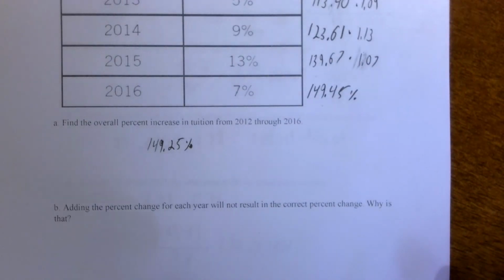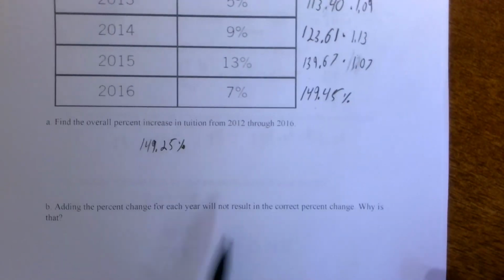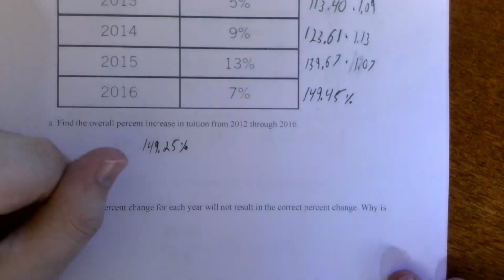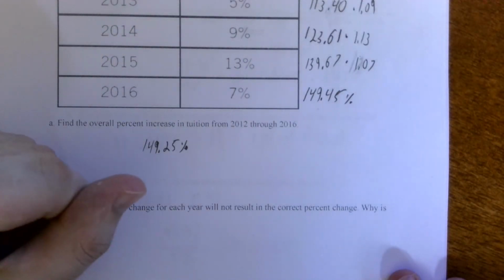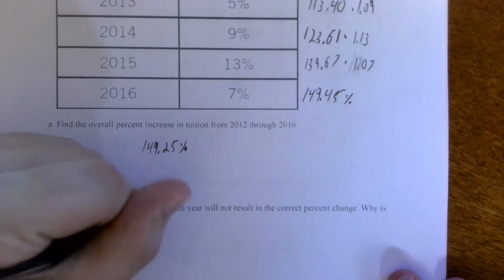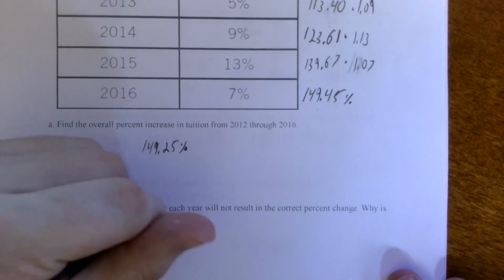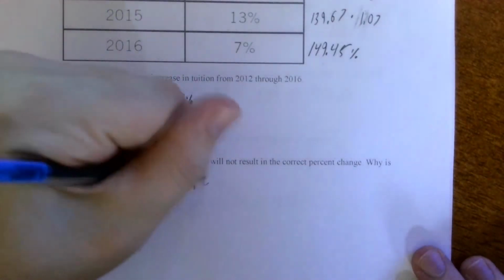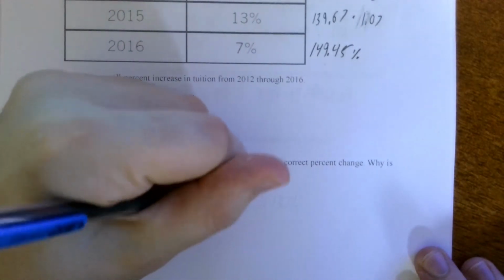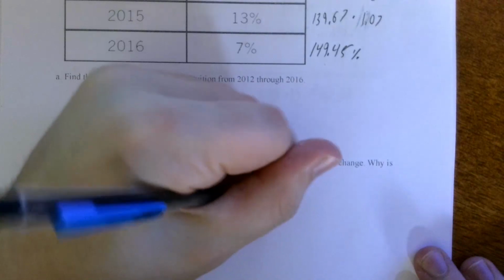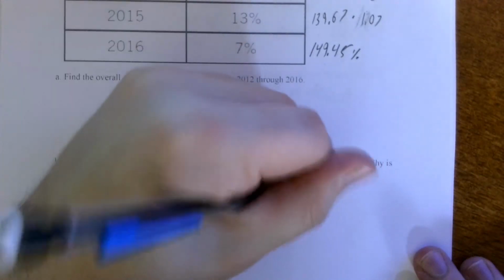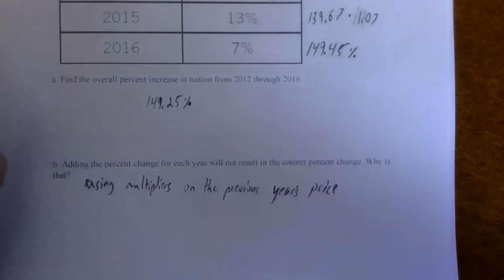So adding the percent change will not result in the correct percent change because you are using the multipliers on the previous year's price. Okay.